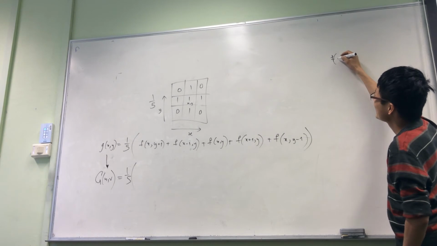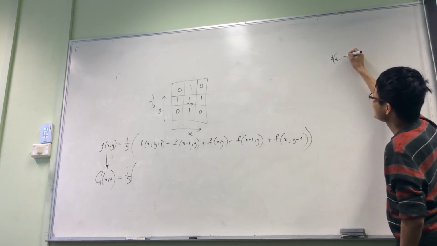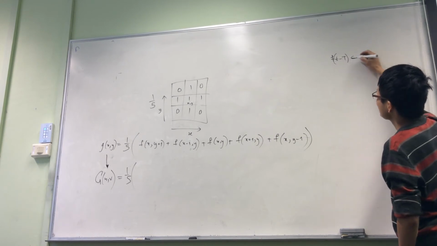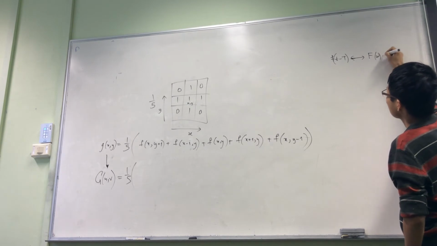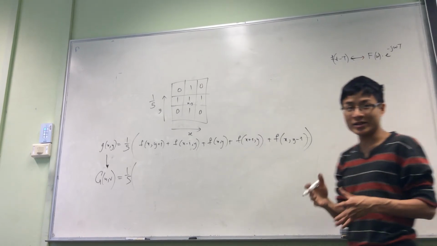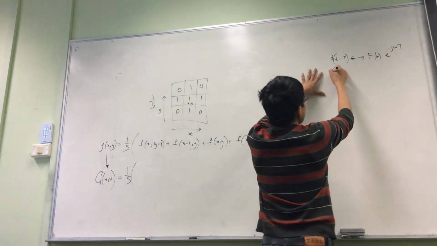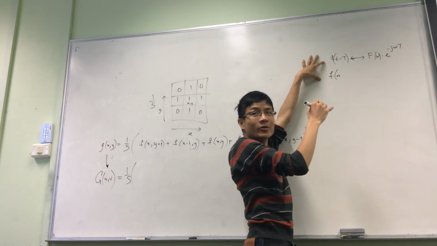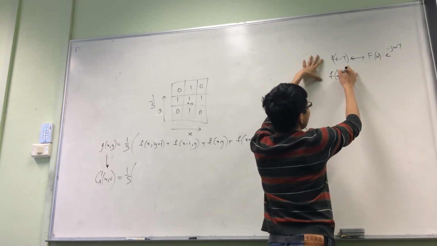Shifting: f of t minus t transforms to F of omega multiplied by e to the j omega t. This one is the shifting theory, right? Yes. Now I can do a similar one in the discrete Fourier transform as well.